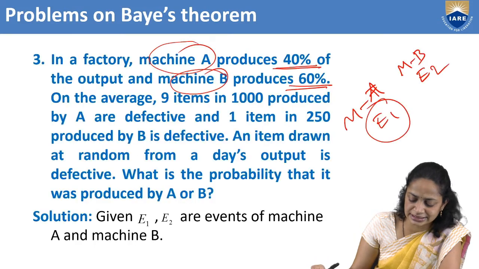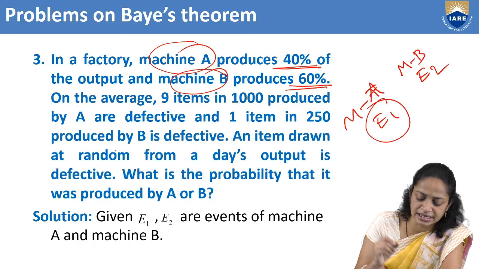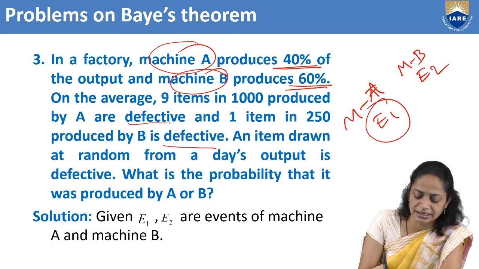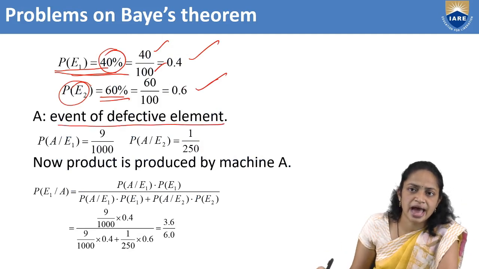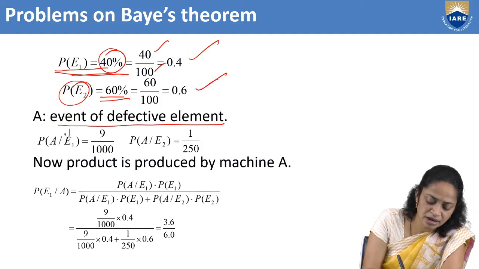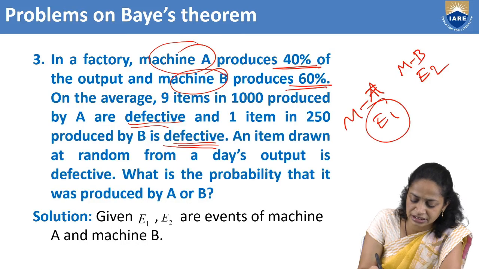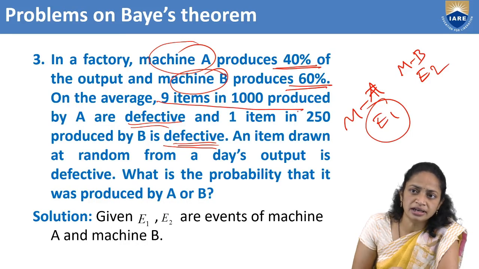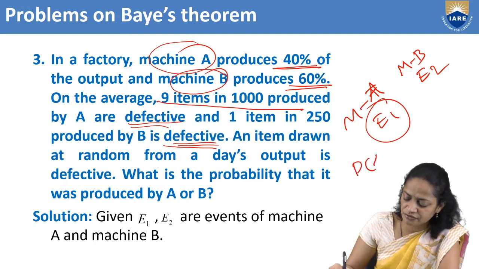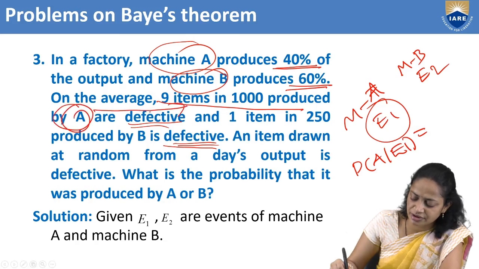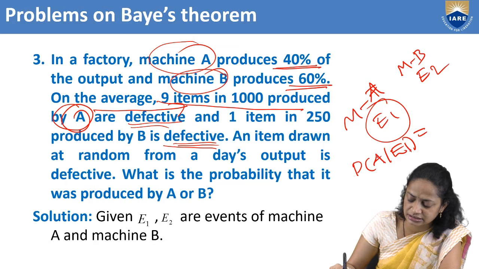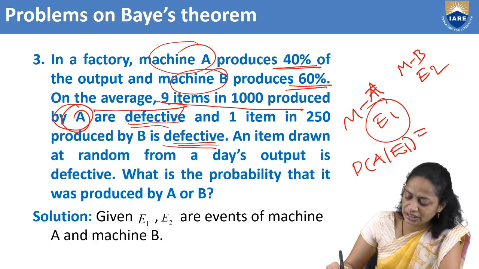Now, what is A? Let us consider A is the defective item. A is the event of selecting defective items. We have to select a defective item from machine A, that is 9 items in 1000. So the probability of A given E1, where E1 is machine A and A is the defective item, equals 9 by 1000.